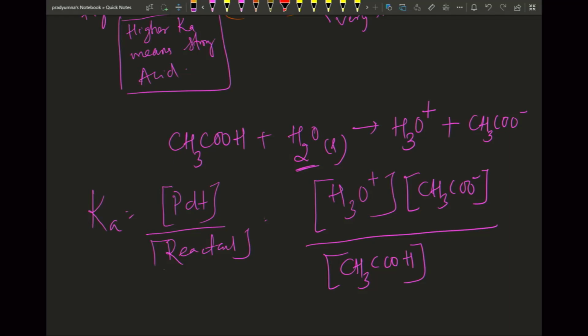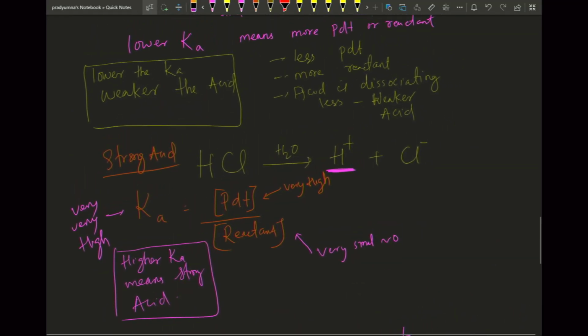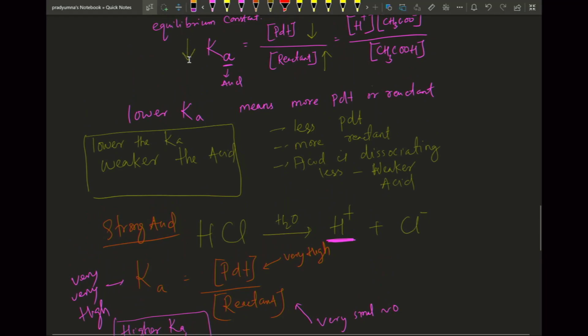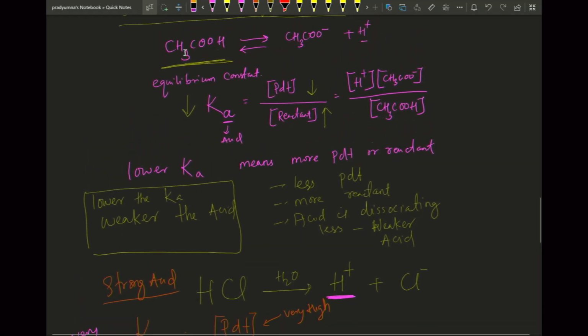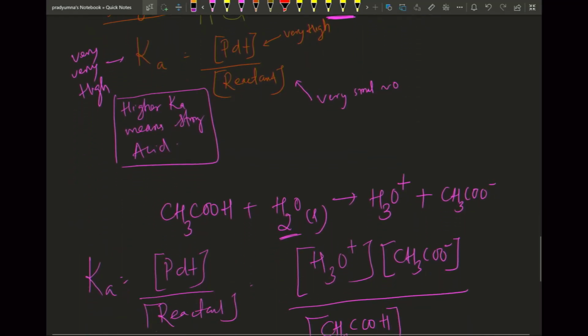Similarly, you can find Kb. You just take a weak base and write down the equations. Every principle is exactly the same. Again, quick recap: a lower Ka means a weaker acid, because a lower Ka means our numerator is lower and our denominator is higher. If we have more reactant, that means it is not dissociating properly, so it's going to be a weaker acid. On the other side, if we have a high Ka, which means your product is more, that means you are dissociating more, which means it's going to be a stronger acid. So stronger acids dissociate more, weaker acids dissociate less. All right, let's stop this video here.